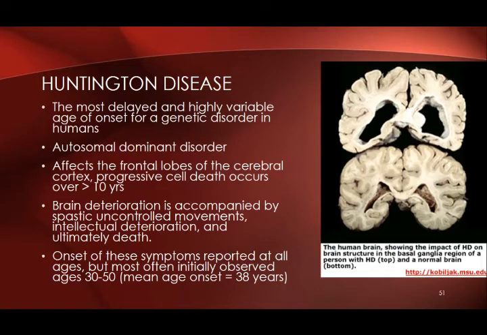So brain deterioration is accompanied by spastic and uncontrolled movement, intellectual deterioration, and untimely death. Onset of these symptoms is reported at all ages, but is most often first observed at ages 30 to 50. The mean age of onset is 38 years. So you are born with the genetics, but the disease doesn't happen until you are 38. Then it kicks in.